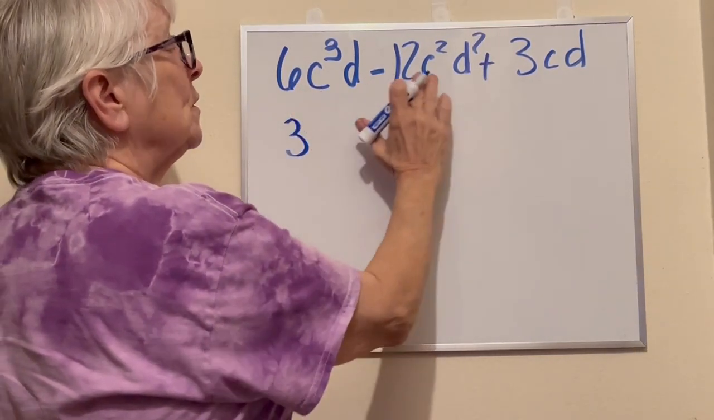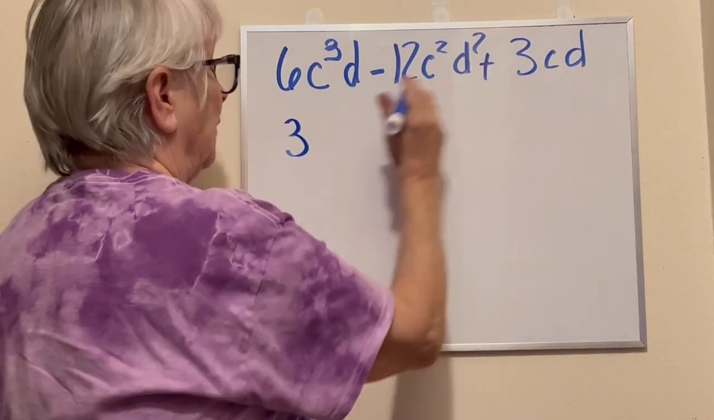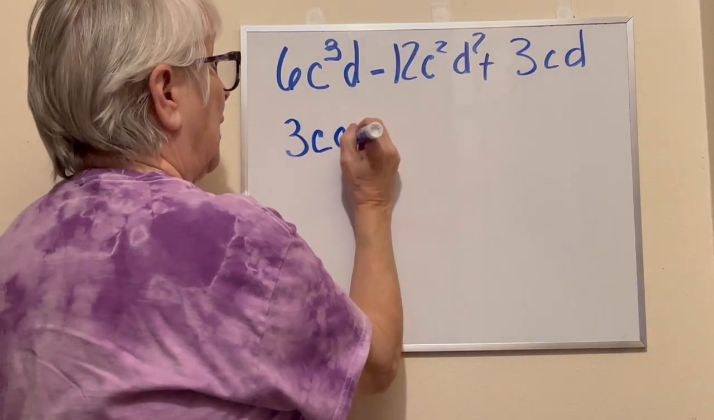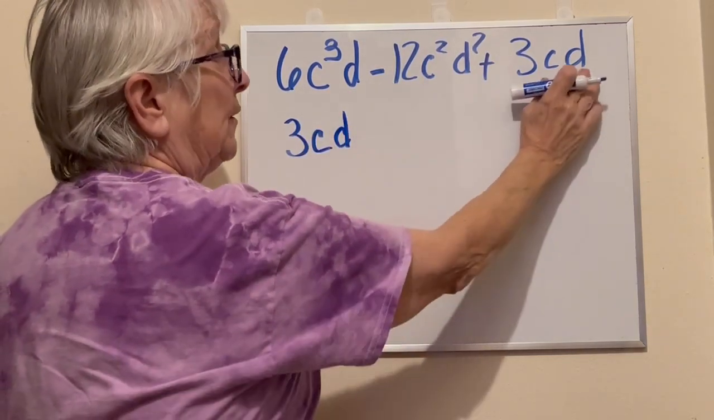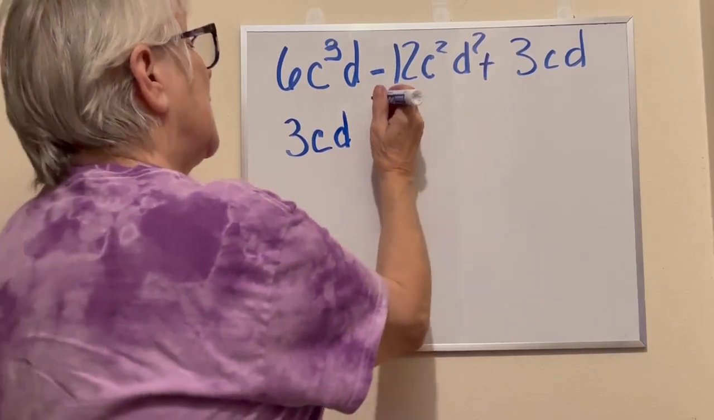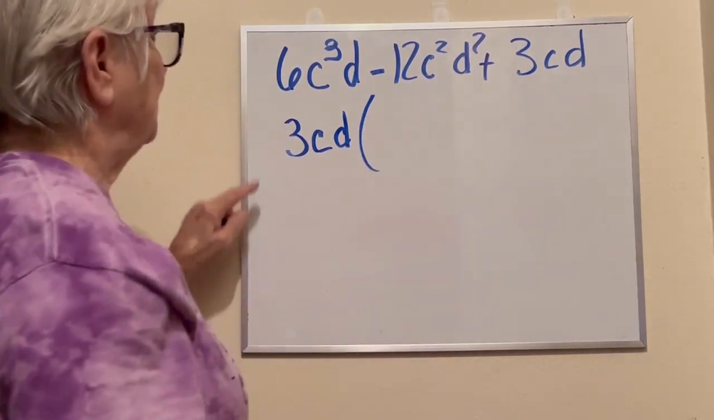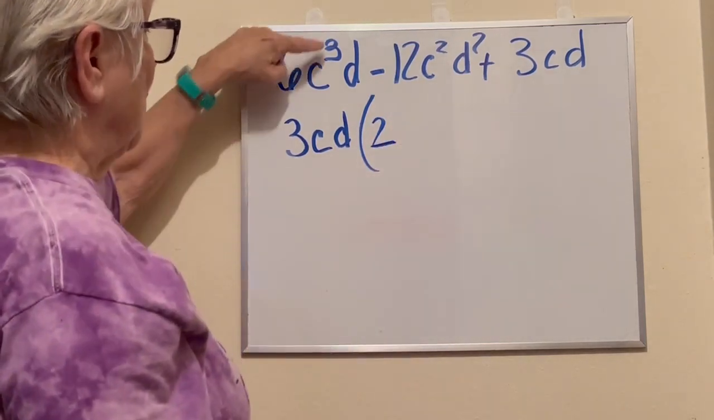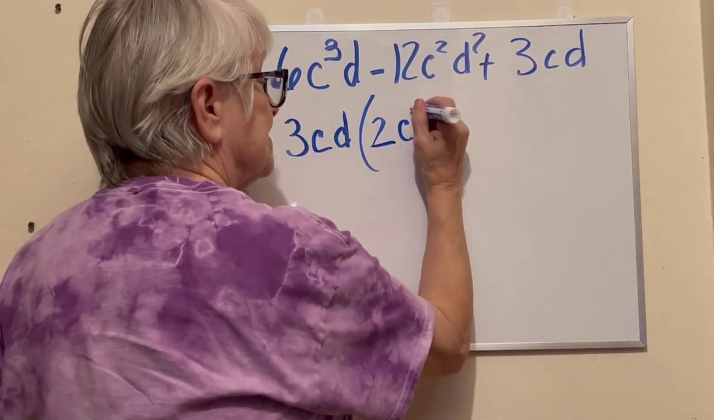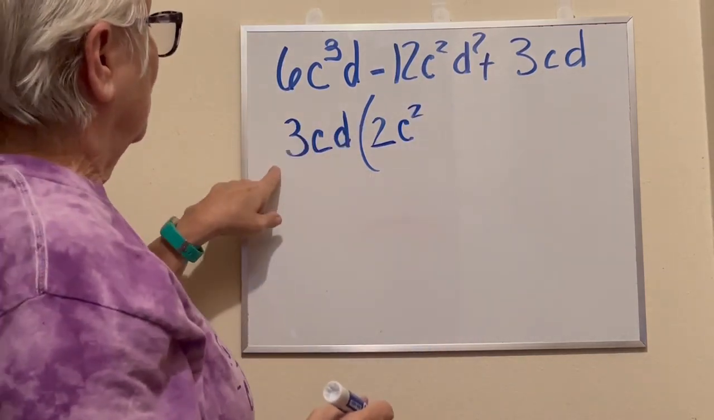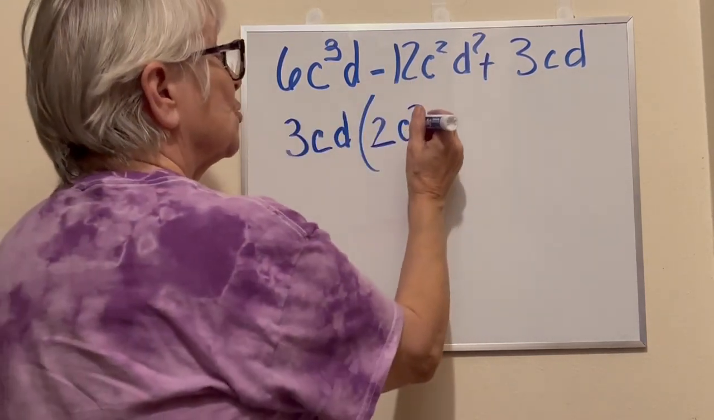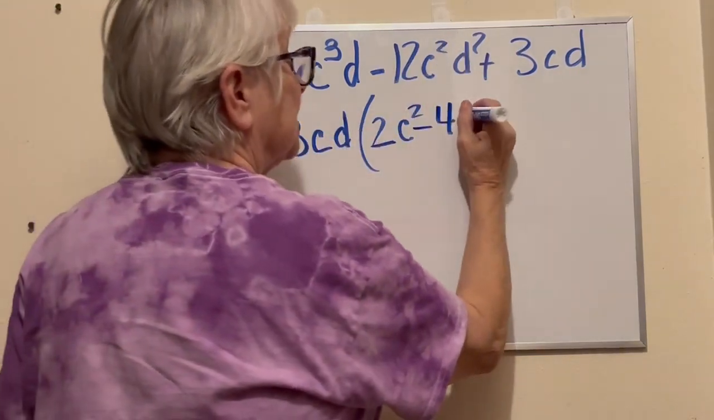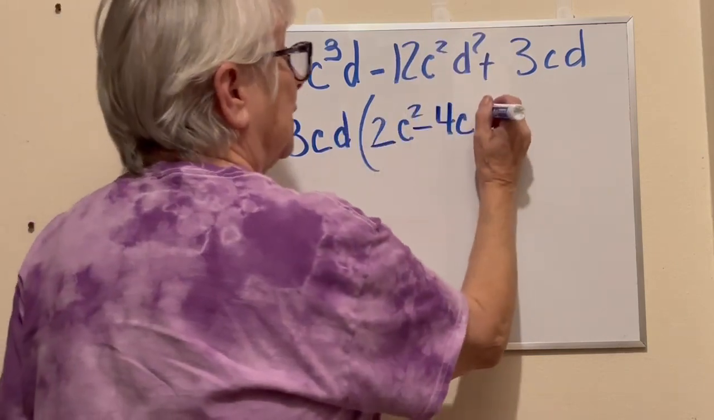I factor out the lowest exponent of C, which is right here, C1. And there's D1, so there can't be a lower exponent than that unless there's not a D, and there is a D in everything. Then I factor. 3 times 2 is 6. 3 minus 1 is C squared. 3 times 4 is 12. And 2 minus 1 is C, and 2 minus 1 is just D.